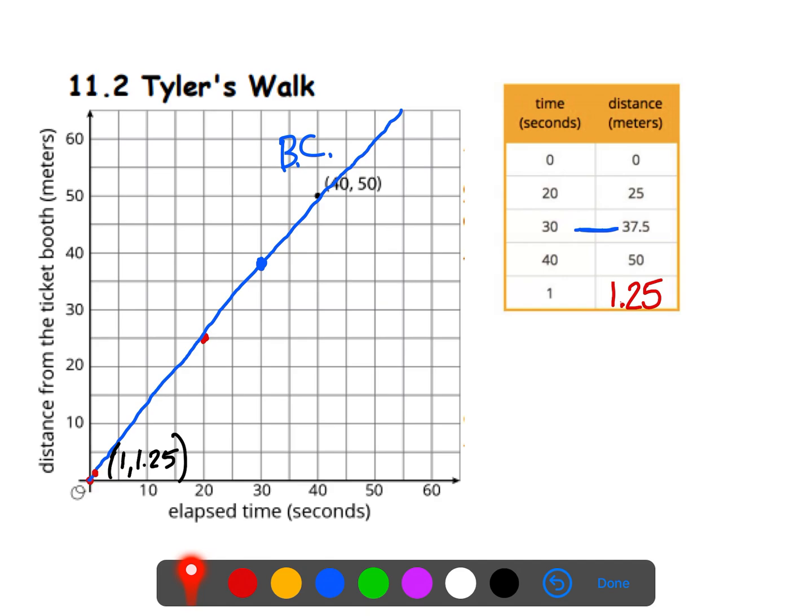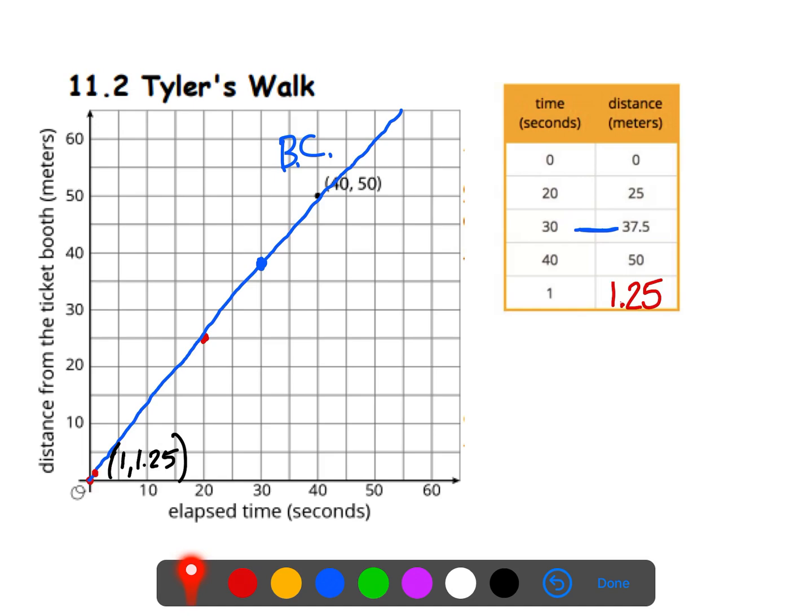Part G says, what does it tell you about Tyler's walk? All we need to do now is compare this point that we were just talking about, this constant of proportionality, to how it's labeled here on the graph. So Tyler walks a distance of 1.25 meters every second. That would be his speed. And remember, it's a steady pace, a constant speed, so that's not going to be changing. And that's seen here at this point.